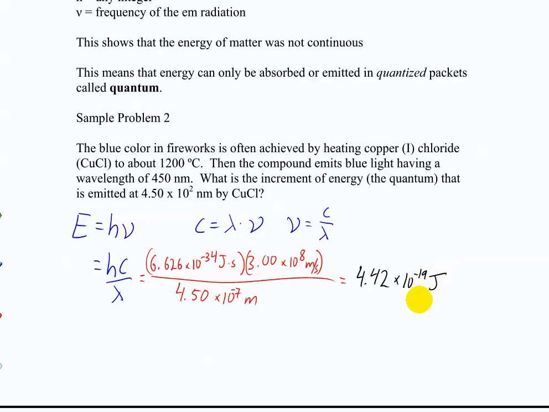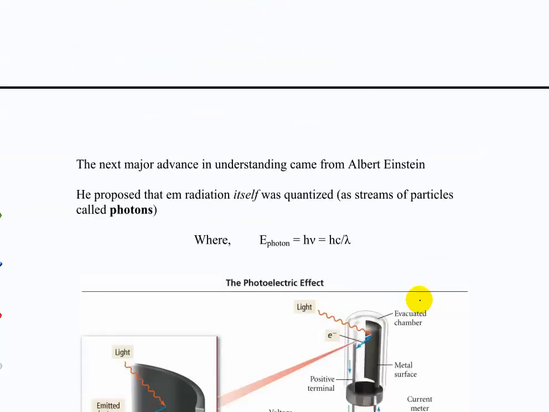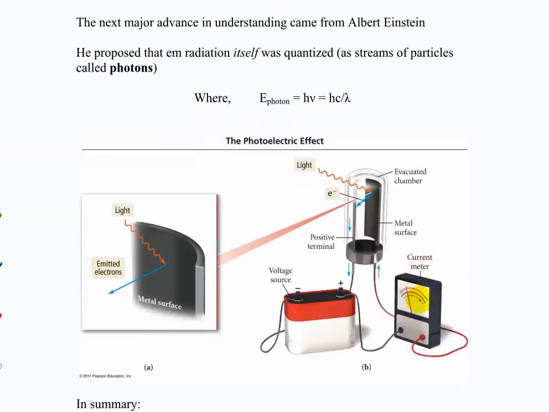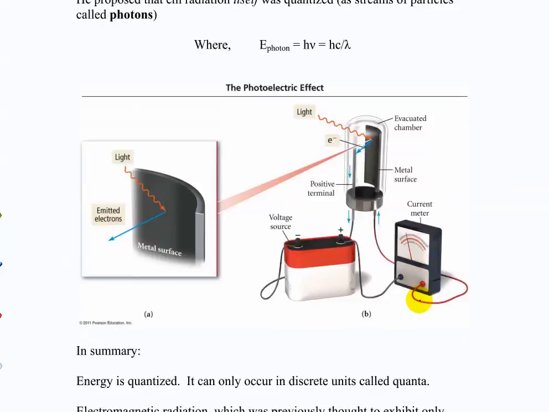So that means 450 nanometer light can only transfer energy to things in these little packets of that many joules of energy. So a tiny amount of energy, to be sure, but still a quantized amount of energy. And that means that we can define this little particle as something called a photon. And so this is what a photon is. It's a massless particle that has a particular wavelength and transfers energy in a packet with a certain amount.